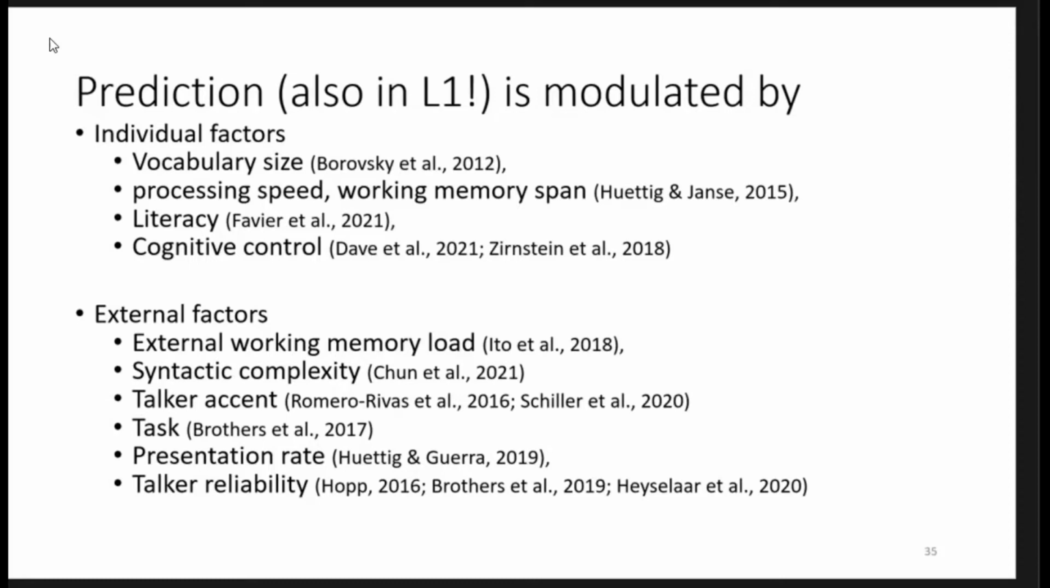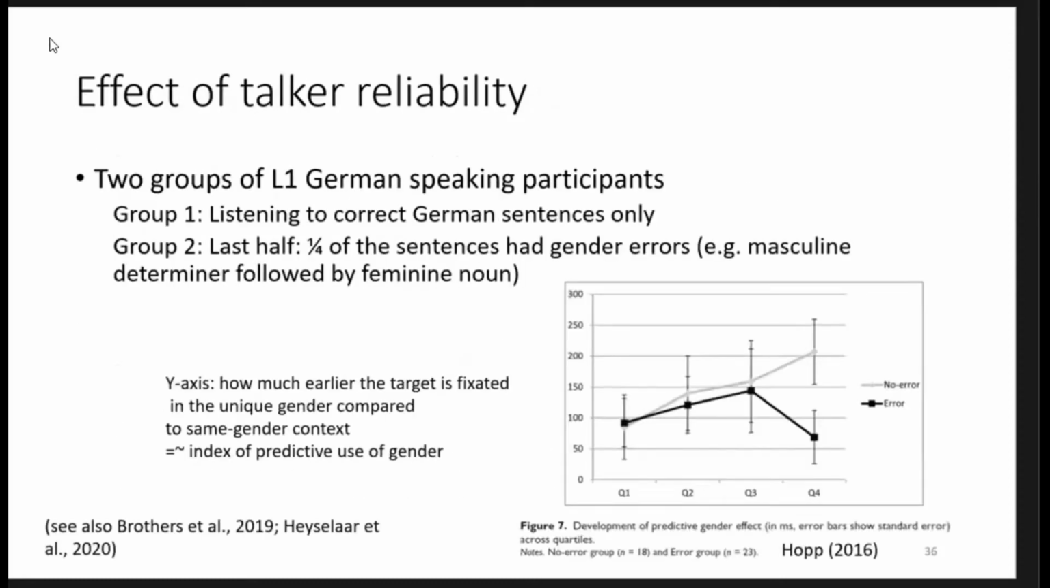So let me illustrate the last point. This is also research by Holger Hopp, which is also pretty old by now. I think he was the first looking at talker reliability, not completely sure, but it might very well be the first study looking at that. So he had L1 German speakers listen to these sentences in German with case. So find the red button, something like that.